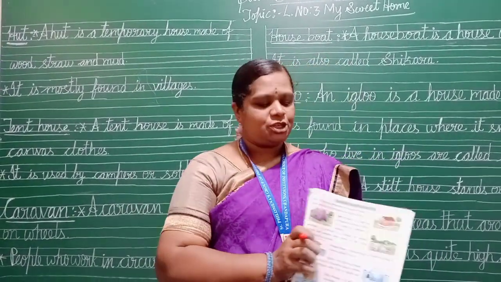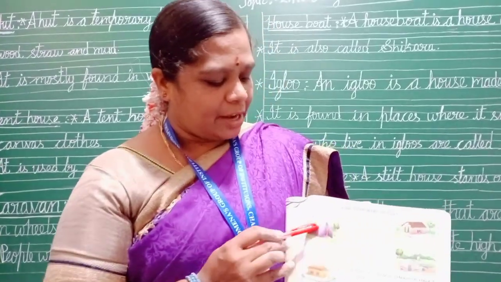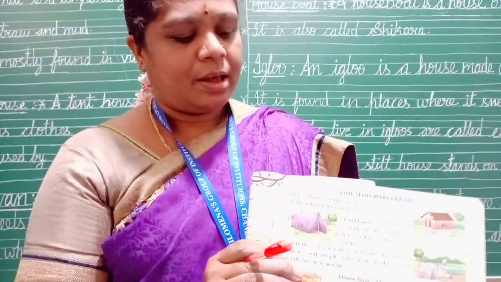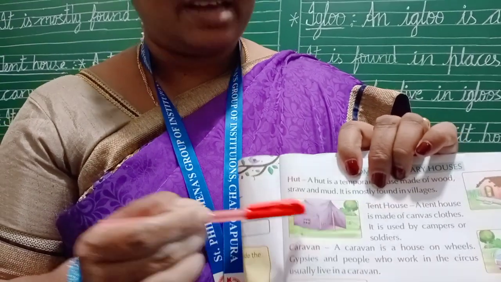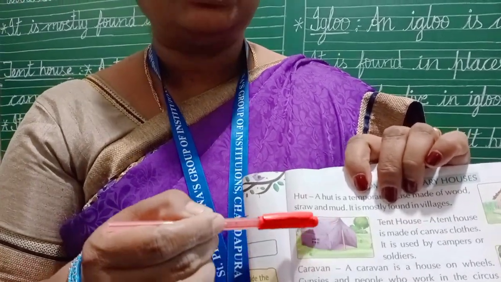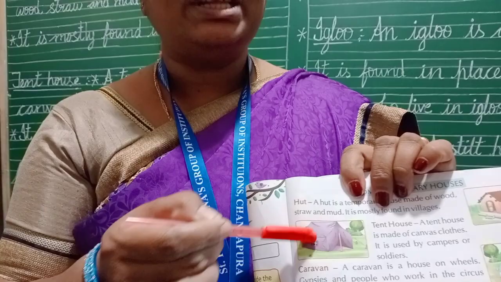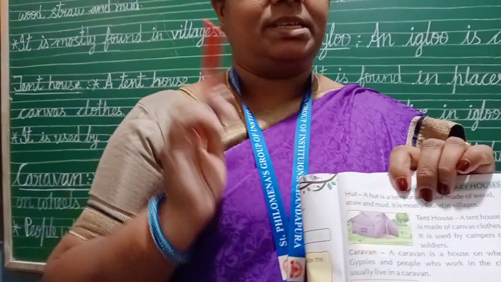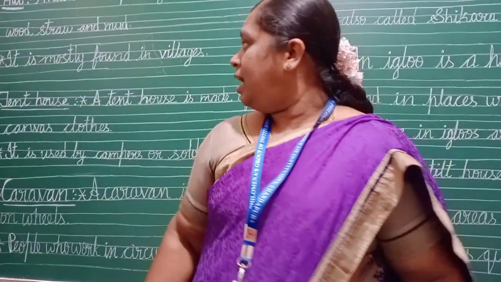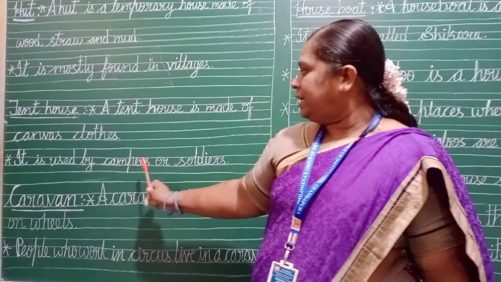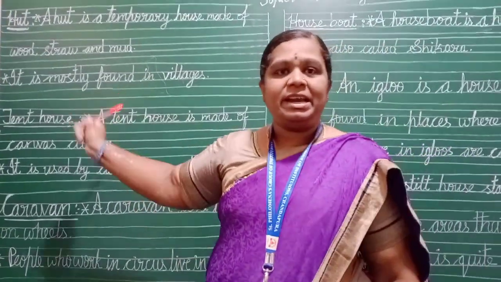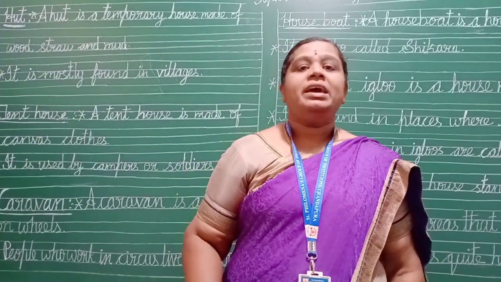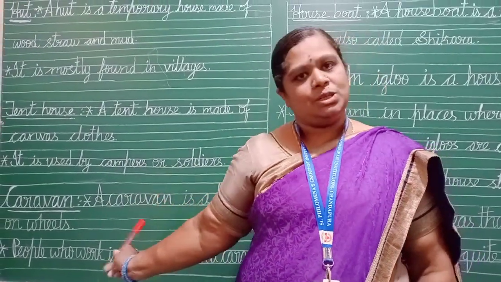I will show you the picture. So can you see here? This is called a tent. Can you see it is made up of cloth? This cloth is called canvas. Understood children? It is used by campers or soldiers. So these tent houses are used by campers and soldiers.